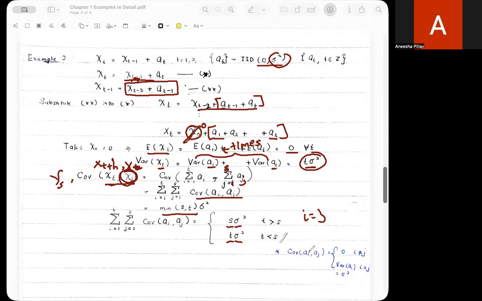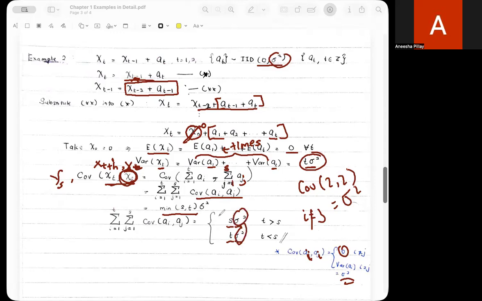If this is i and j, if i is not equal to j, then it's not related, so it would be 0. If it's equal, just like what we did before for covariance earlier, right? This one would give you the sigma square in this case. So that's why here you have sigma square.